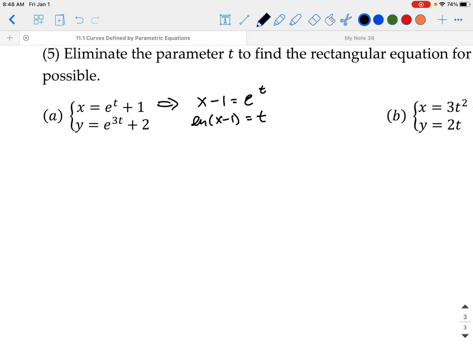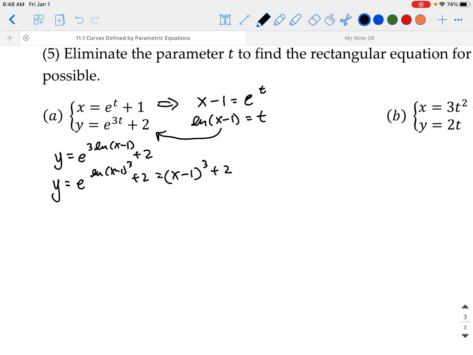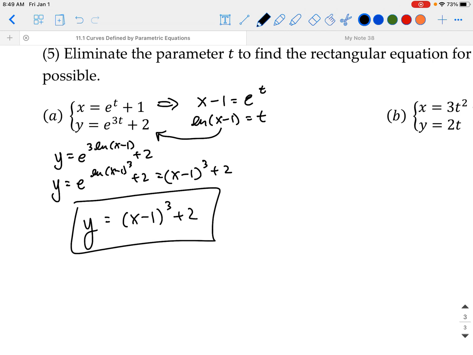So natural log of x minus 1 is going to equal t. And now we can sub that in for y. So we'll sub that into our y equation. We'll get y is equal to e to the 3 natural log of x minus 1 plus 2. And then we can write this as e to the natural log of x minus 1 cubed plus 2, which is just going to be x minus 1 cubed plus 2. So we'll just note that our actual rectangular equation here is just a cubic.